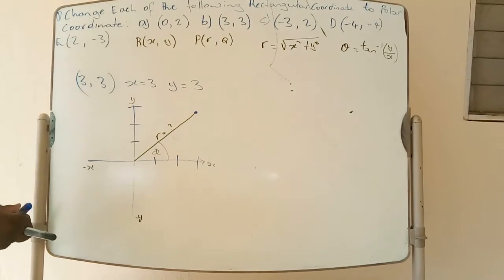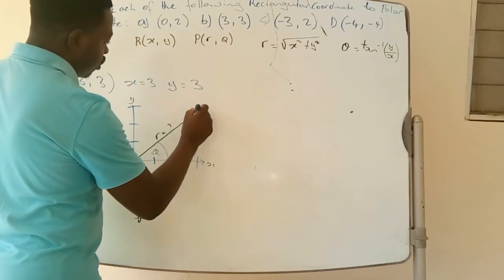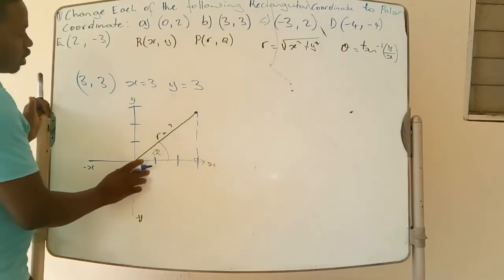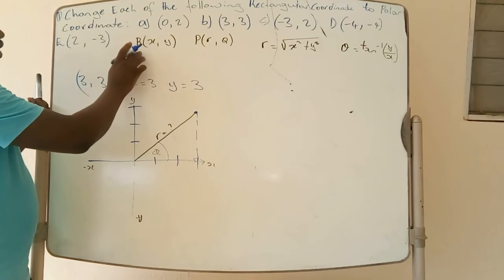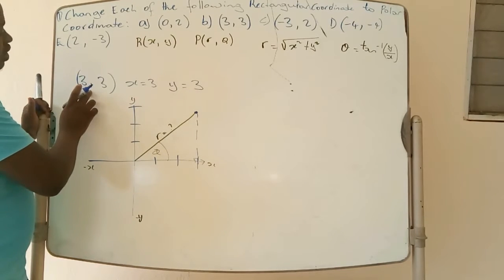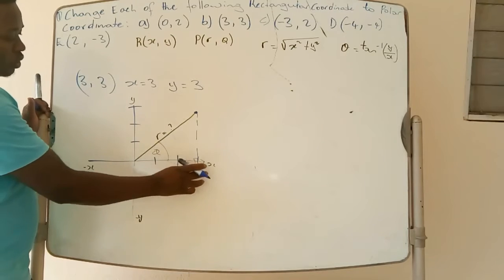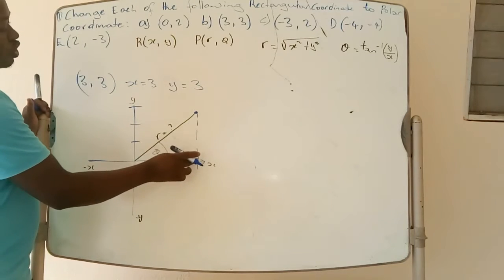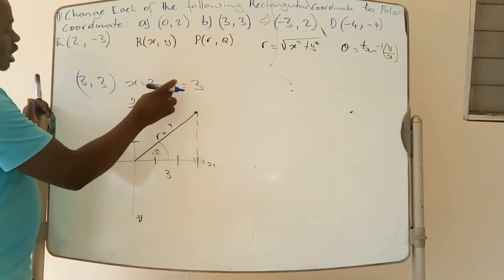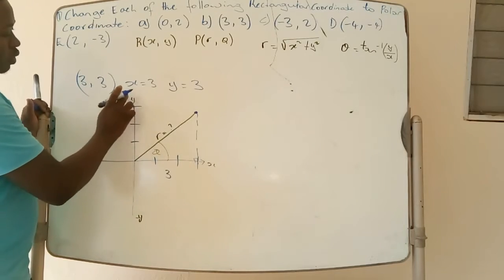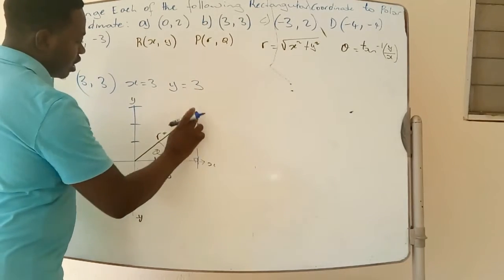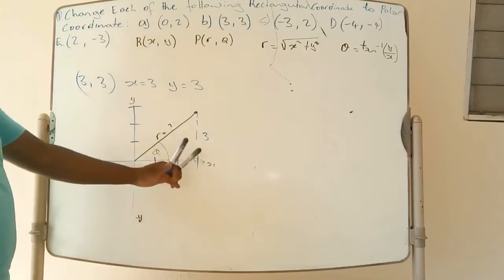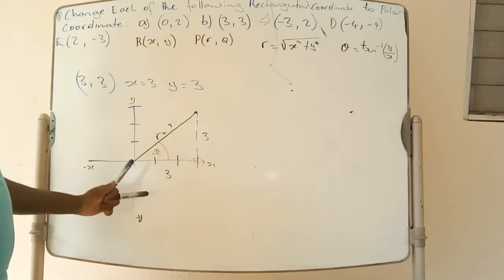Now, how can we determine theta? We can complete this right-angled triangle here, because the rectangular coordinate is saying that you make 3 movements horizontally, 1, 2, 3, so all of this is just 3. Then you make 3 movements vertically along the y, 1, 2, 3, so all of this side here is just 3 as well. With all of this information, we can easily determine what r is and what theta is.